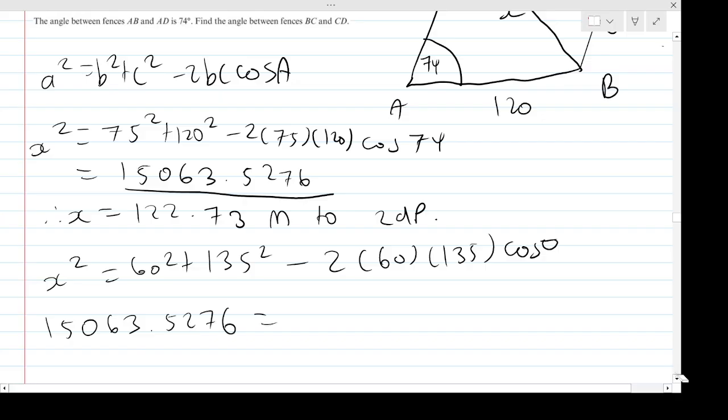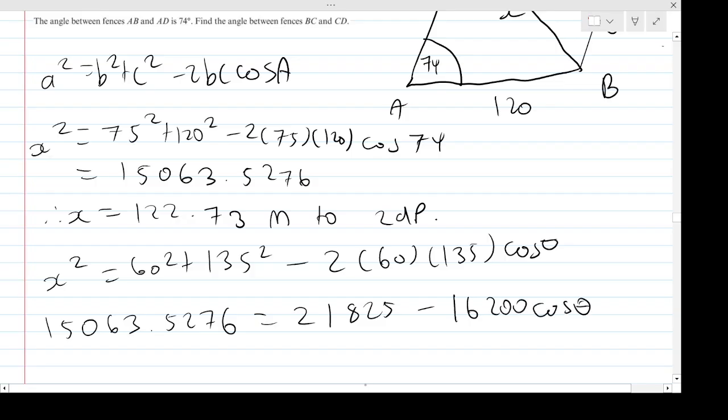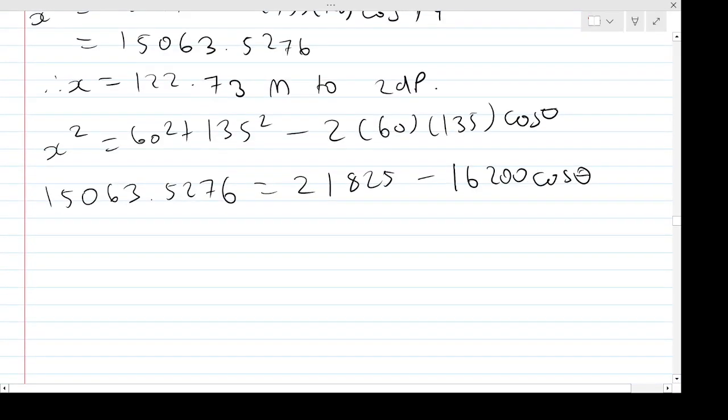63.5276. This is going to be 60 squared, or 60 squared is 3,600. Add 135 squared, well 135 squared, actually I could just do that all in one. Well 60 squared, add 135 squared is 21,825. Take away 2 times 60 times 135, which is 16,200 cos theta. And then I could just solve this for cos theta, right?